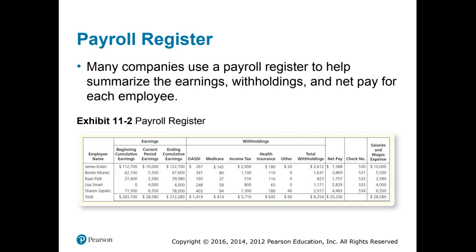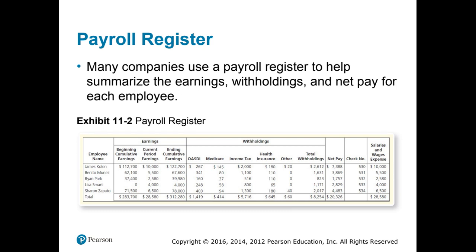So our first employee, James, he made $112,000, but then in our current period that we're running payroll for, he made $10,000 during that payroll period. So we're going to put $10,000 there. And then when we add those two together, after he has been paid, his cumulative earnings would then be $122,000. And then next, we are also tracking our withholdings. This is very good for any of you entrepreneurs that might want to hire people one day. This is something that you definitely want to get right, payroll.